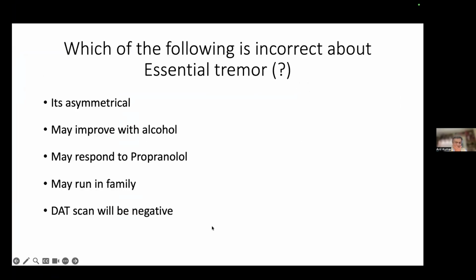Asymmetry is one of the cardinal features of idiopathic Parkinson's disease, and that is your part 1 MRCP question. All right. So in the clinical case, we always ask whether it runs in the family, and clinically you try to see whether propranolol improves this or not. And when there is confusion, suppose the patient is on olanzapine and other things which can actually cause some tremor, then you do a DAT scan. DAT scan will be negative in those conditions. Happy with that?